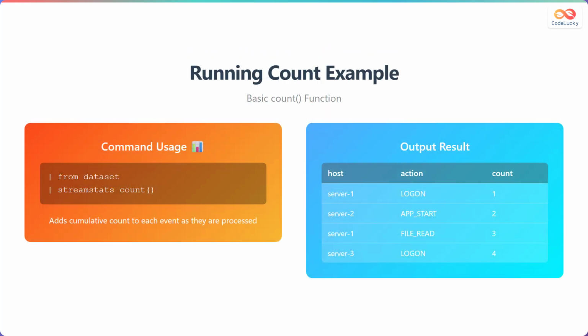Let's start with a simple example using the count function. When you use streamstats with the count function, it adds a cumulative count to each event as they are processed sequentially. In our example, the first event gets a count of 1, the second event gets a count of 2, the third event gets a count of 3, and so on. This creates a running total that shows how many events have been processed up to each point. This is particularly useful for numbering events, tracking event sequences, or understanding the volume of data processed over time. The count function with streamstats provides a foundation for understanding how the command processes events in order.